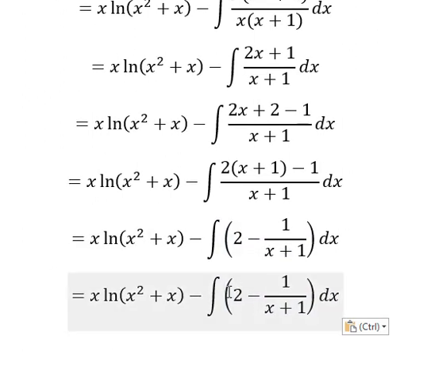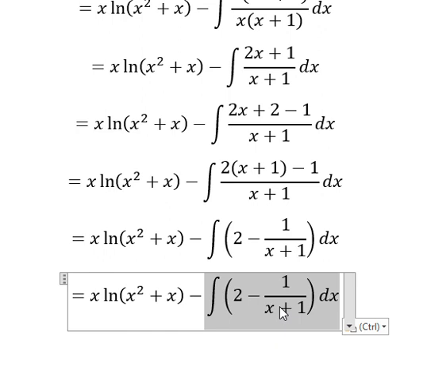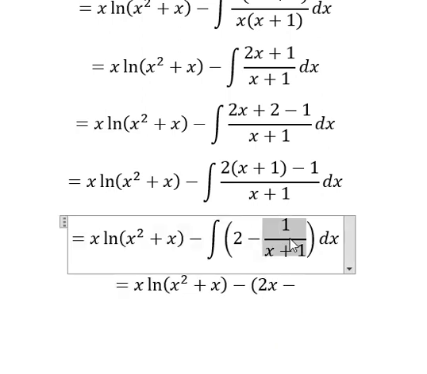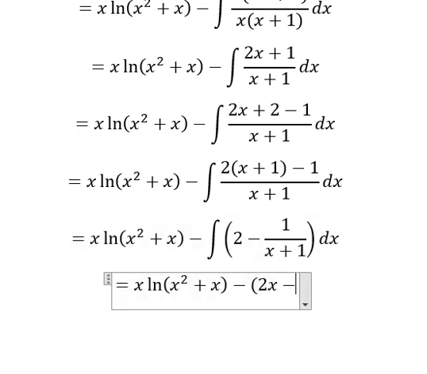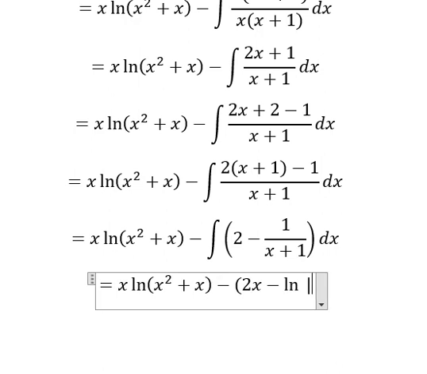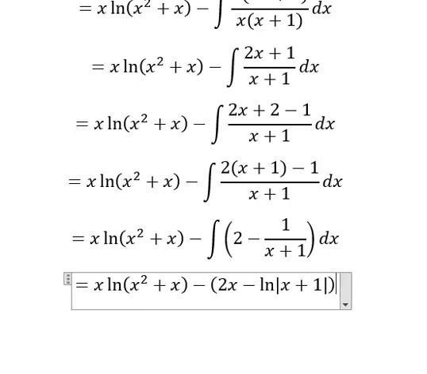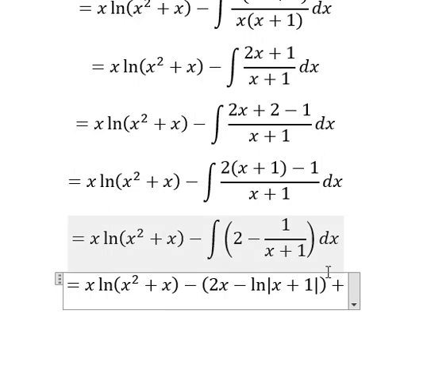The integration of number 2, that is 2s. The integration of this one, that is Ln of the absolute value of s plus number 1. And then I will put c.